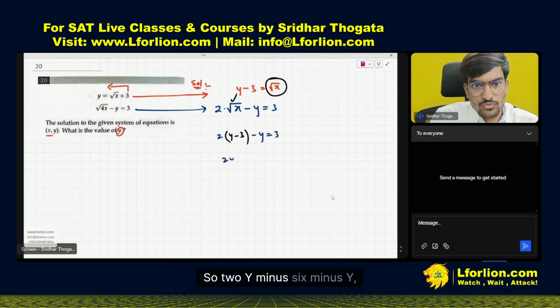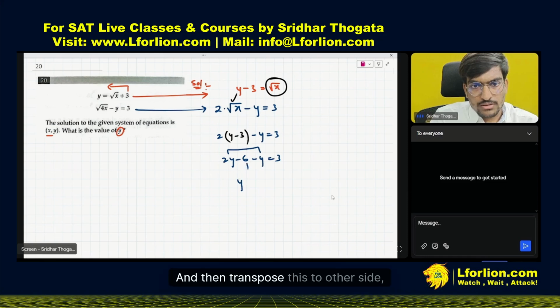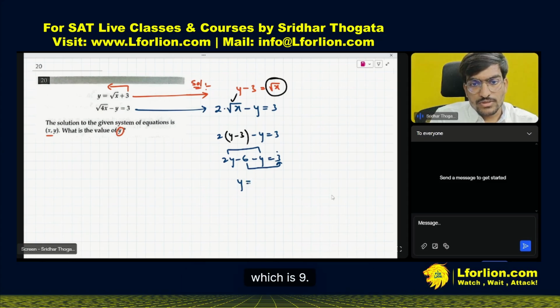So 2y minus 6 minus y equals 3. 2y minus y is y. And then transpose minus 6 to the other side. It will become plus 6, 3 plus 6, which is 9. So y value equals 9 directly.